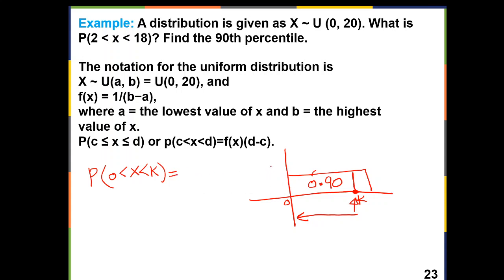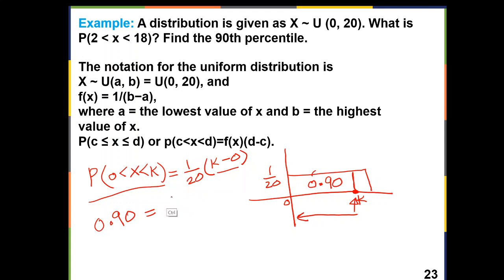is the height? The height is 1 over 20. So that would be 1 over 20 times K minus 0, right? Now, what is this probability? Well, we are told that this probability is 0.9 because we want to find the 90th percentile, right? See that? So this is 0.90, and then K minus 0 is just K.